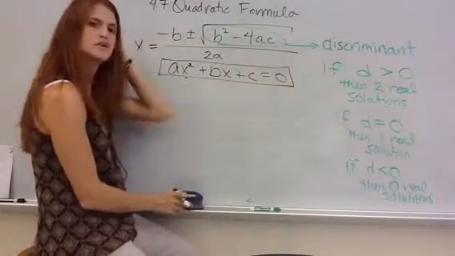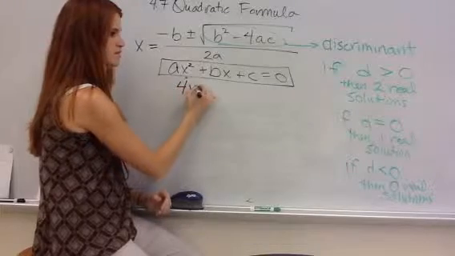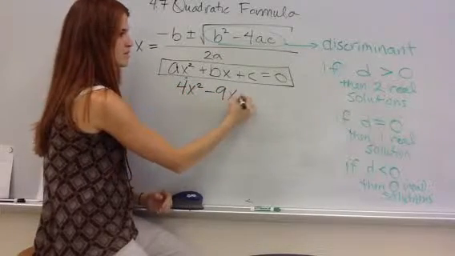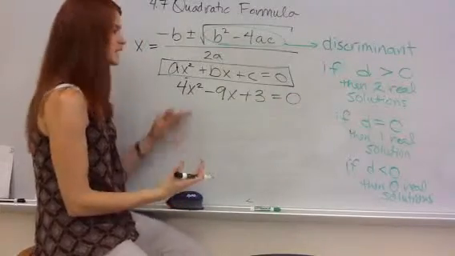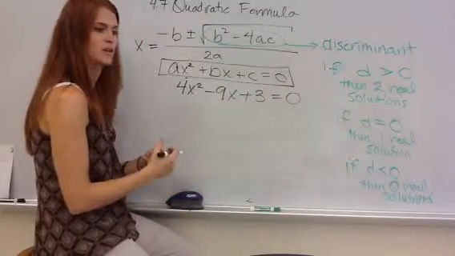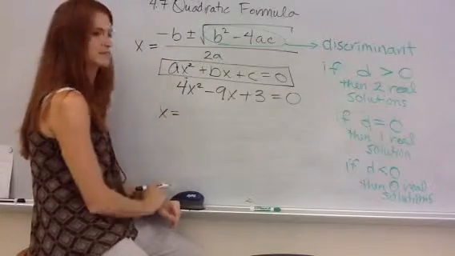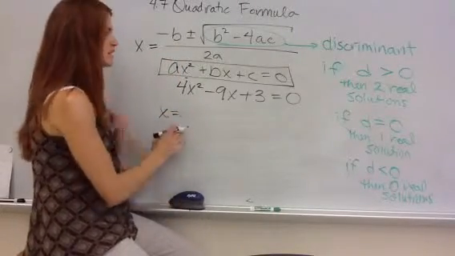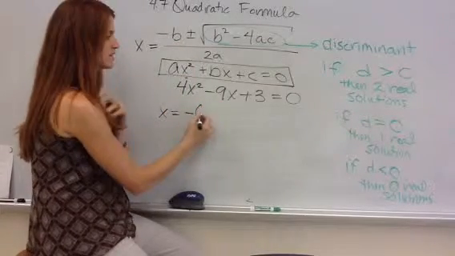I'm going to leave this up there so we can remember standard form. So this time it's already in standard form. So now I just have to plug into my quadratic formula to find x. So x equals the negative b, so negative, and this is a -9 this time.